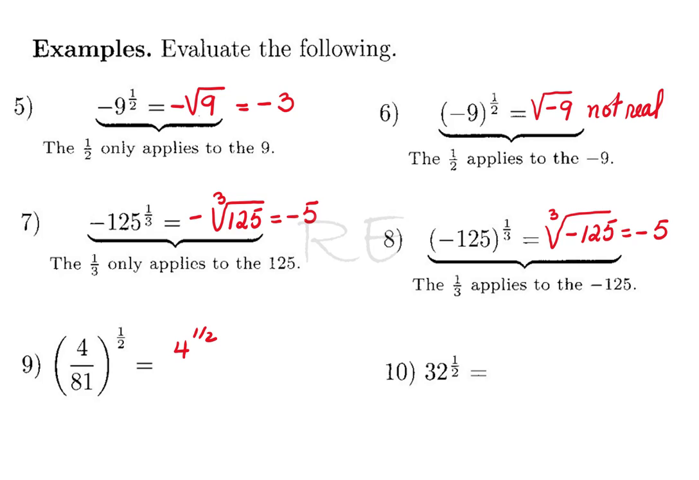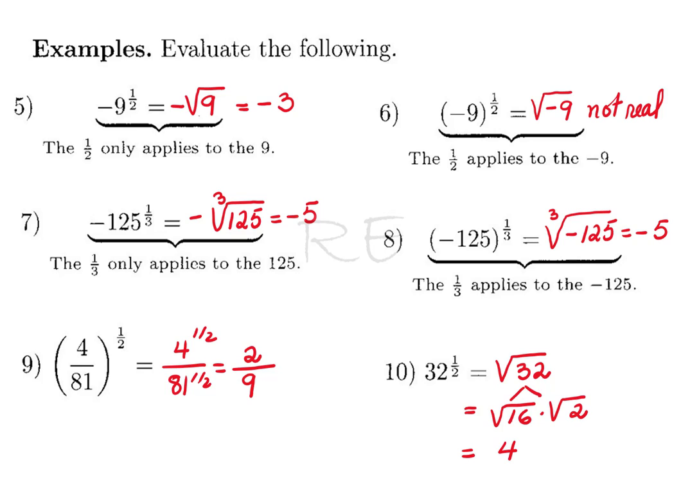4 over 81 to the 1/2 will be equal to 4 to the 1/2 divided by 81 to the 1/2. So 4 to the 1/2 is 2, and 81 to the 1/2, square root of 81, is 9. 32 to the 1/2, let's convert it into a radical so that we can simplify it. It's really square root of 32, which is square root of 16 times square root of 2, and square root of 16 is 4. Our final answer is 4 square root of 2.